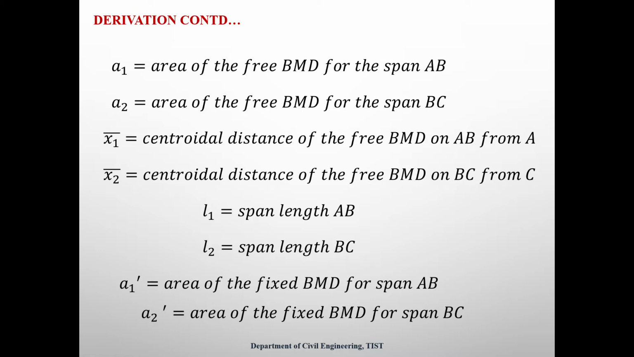A1 dash is the area of the fixed bending moment diagram for the span AB, and A2 dash is the area of the fixed bending moment diagram for the span BC. Notations are such that 1 indicates the span AB and 2 indicates the span BC, and the dash represents the case of the fixed bending moment diagram. The free bending moment diagram is the bending moment diagram due to the applied loads, and the fixed bending moment diagram is the bending moment diagram due to the support moments.